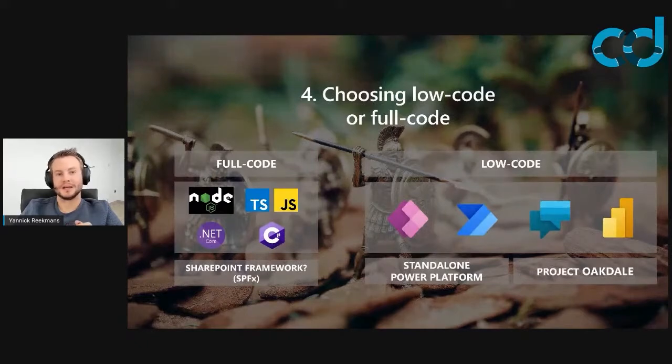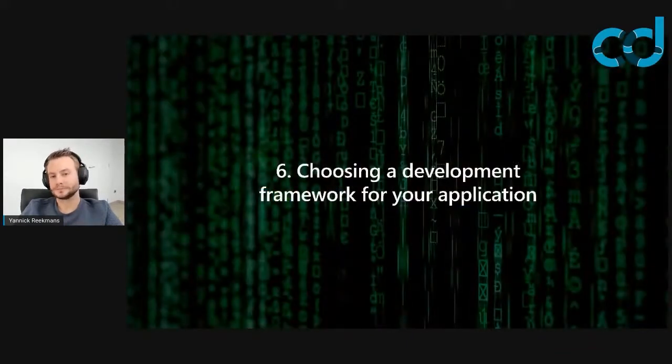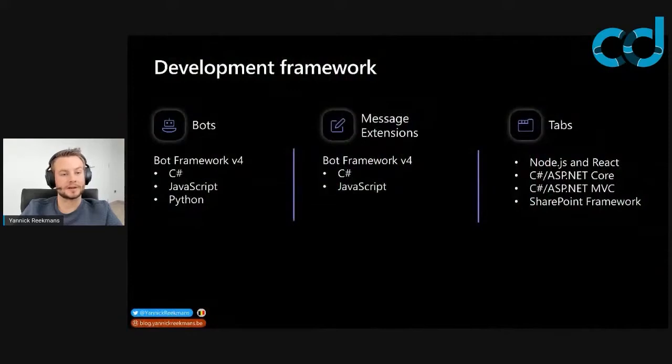For the rest of this session, I assume we're going full code, like the hardcore developers we all are. So we're going full code. And with full code, you have to decide on your development framework because you're not gonna write everything yourself. You want to start with some SDKs and with some pre-built interaction points that are made available by the Microsoft Teams team. So depending on the functionality that you want to build or the extensibility points of a Teams app, you get a different SDK or different options for using as a development framework.